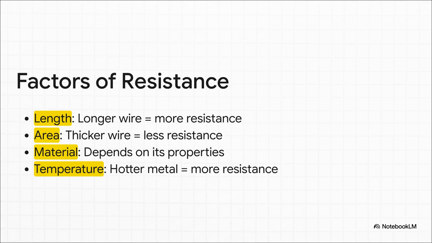Makes sense. Second, how thick the wire is. A thicker wire is like a bigger pipe. It's easier for everything to flow, so thicker means less resistance. Third, the type of material. Some materials, like copper, are just naturally easy for electrons to move through. Others aren't. And last but not least, temperature.